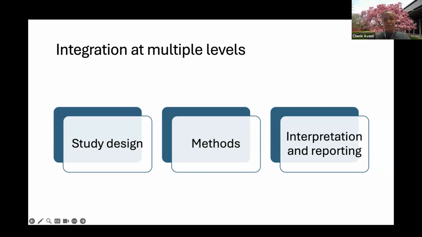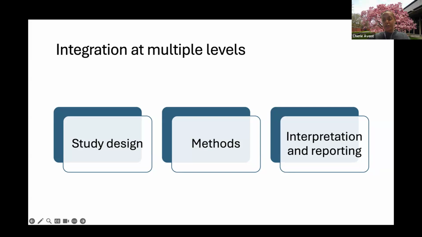At the methods level, which we'll be talking about today, we're thinking about some different approaches one might use, linking your data collection and analysis in different ways. We're going to talk about these ways through a connecting approach, a building approach, and a merging approach. And then your interpretation and reporting of integration is the narrative that you are going to share out through your integration at the methods level.